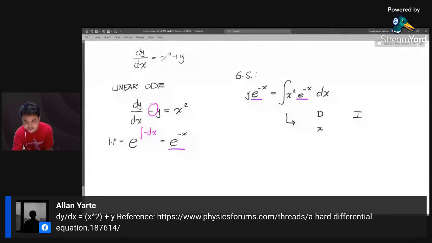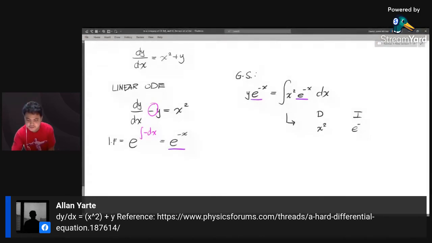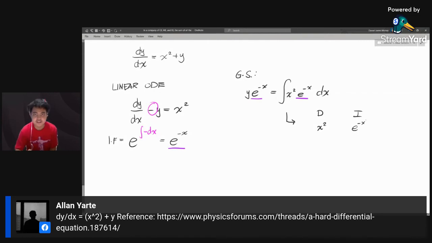So differential x squared, differentiate natin yung x squared kasi mag-zero out 'yan eventually, no? And for e raised to negative x, yan, paulit-ulit lang nating integrate. So for the derivative part, di ba? Derivative ng x squared, 2x. Tapos we have 2. Tapos we have 0. Huwag na nating ituloy-tuloy kasi 0 na yan. Paulit-ulit, no? Then for the integral, integrate lang natin.